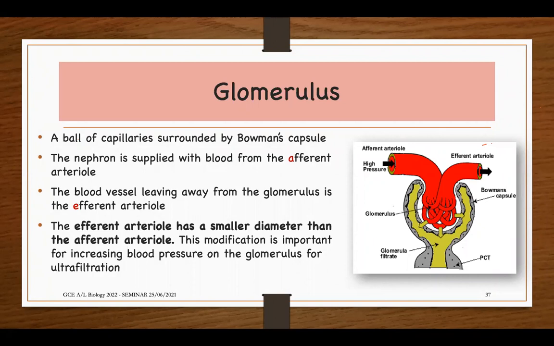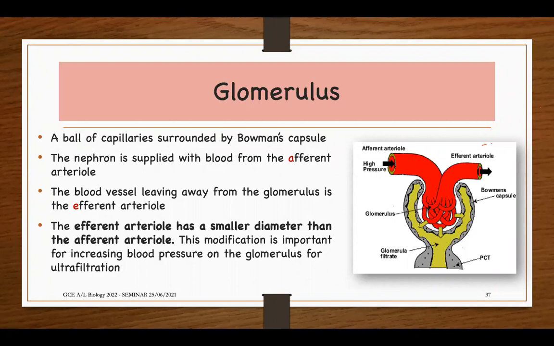And remember, the one that is taking blood away from the glomerulus is called the efferent arteriole. That has an E in it. So remember, it's in alphabetical order. The one that brings is A, the one that goes out of the glomerulus is E. That way, it's easy to remember.